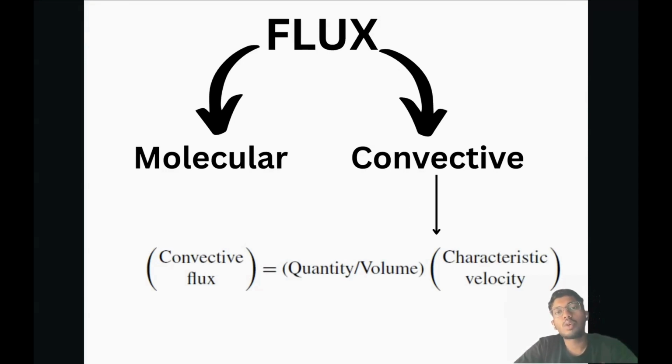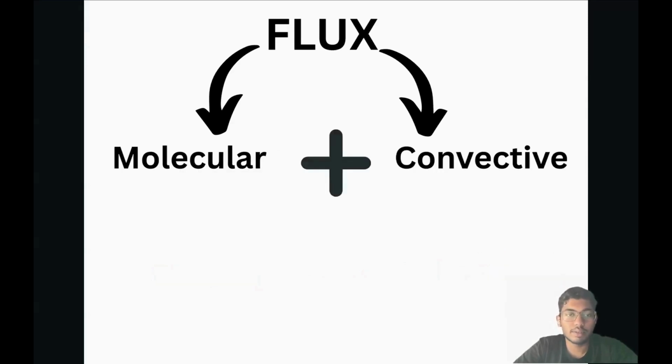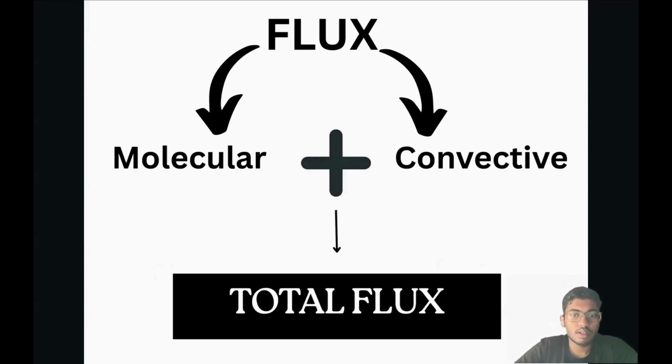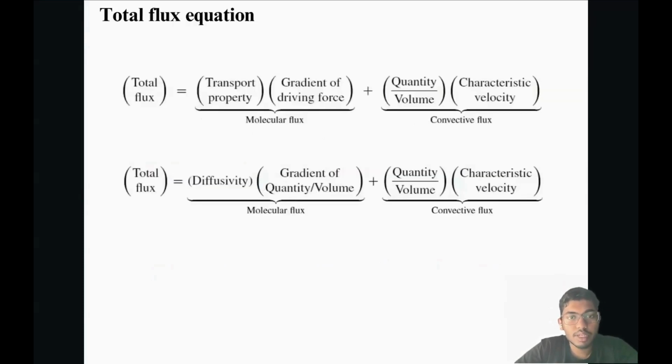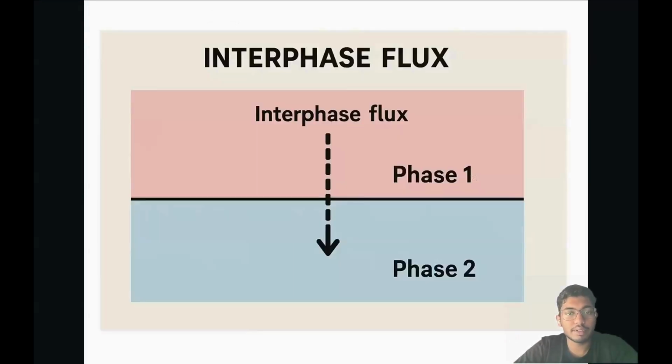So convective flux is equal to quantity by volume into characteristic velocity. Adding both the fluxes, we get total flux. That is total flux. Now here we can modify our formula a little bit. It is transport property into gradient of driving force, which is now written as diffusivity into gradient of quantity by volume. Secondly, convective flux is quantity by volume into characteristic velocity, which can be written as quantity into characteristic velocity. It remains same. There is a little bit change in molecular flux, so that we get the term of diffusivity.